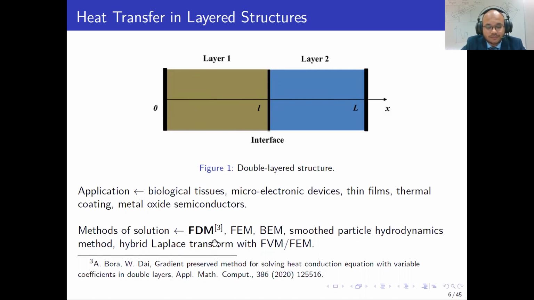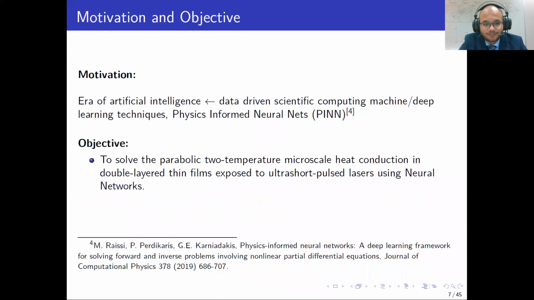There are actually many methods to solve that. We have the finite difference method, the finite element method, the boundary element method, and a lot of hybrid combinations where you use the finite volume and finite element. I solved the same problem using the finite difference method, and I came up with a scheme of fourth order convergence, which solved the same equation. That's where one of the motivations for using a neural network lies.